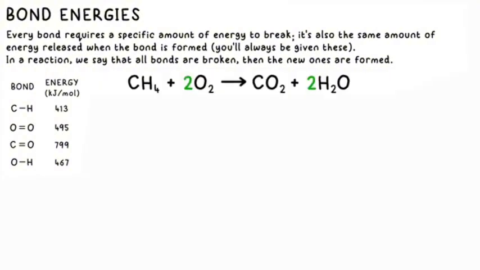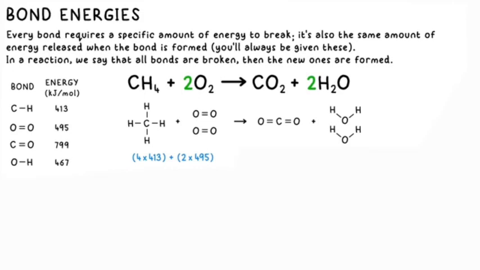So let's take our combustion of methane equation one last time and draw the structures so we can see all the bonds. We need to break all of the bonds in the reactants first, so that's 4 lots of 413 and 2 lots of 495 for the 2 lots of oxygen double bonds. So that's 2,642 kilojoules per mole needed to break all of the bonds. The unit isn't that important, by the way, we're more interested in the numbers.